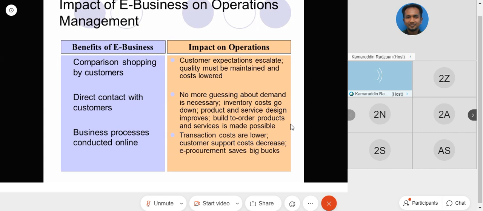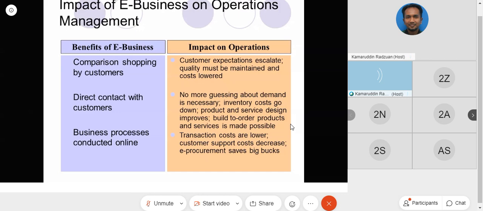So, the impact of e-business on operations management. For example, the customer can compare the products provided by the business. So this will impact the operation of the business in terms of the quality that has to be maintained, and also the cost. The business needs to reduce the cost as they have opened up more competitors for their product.